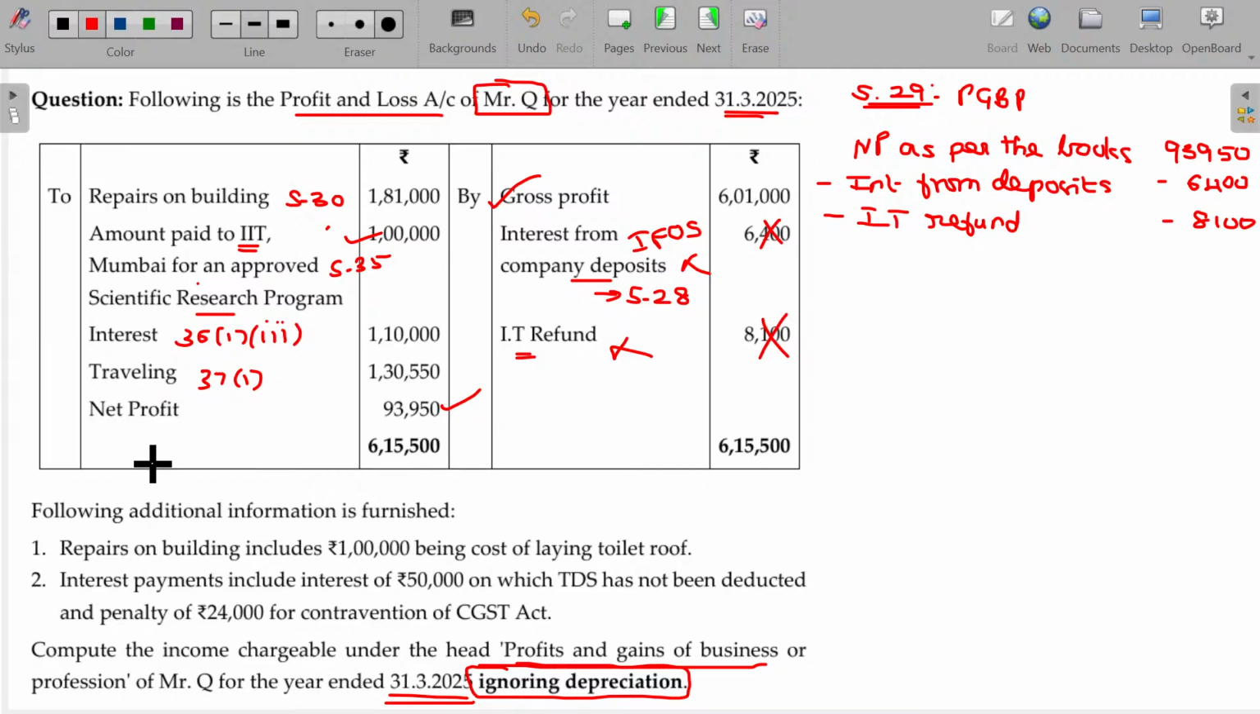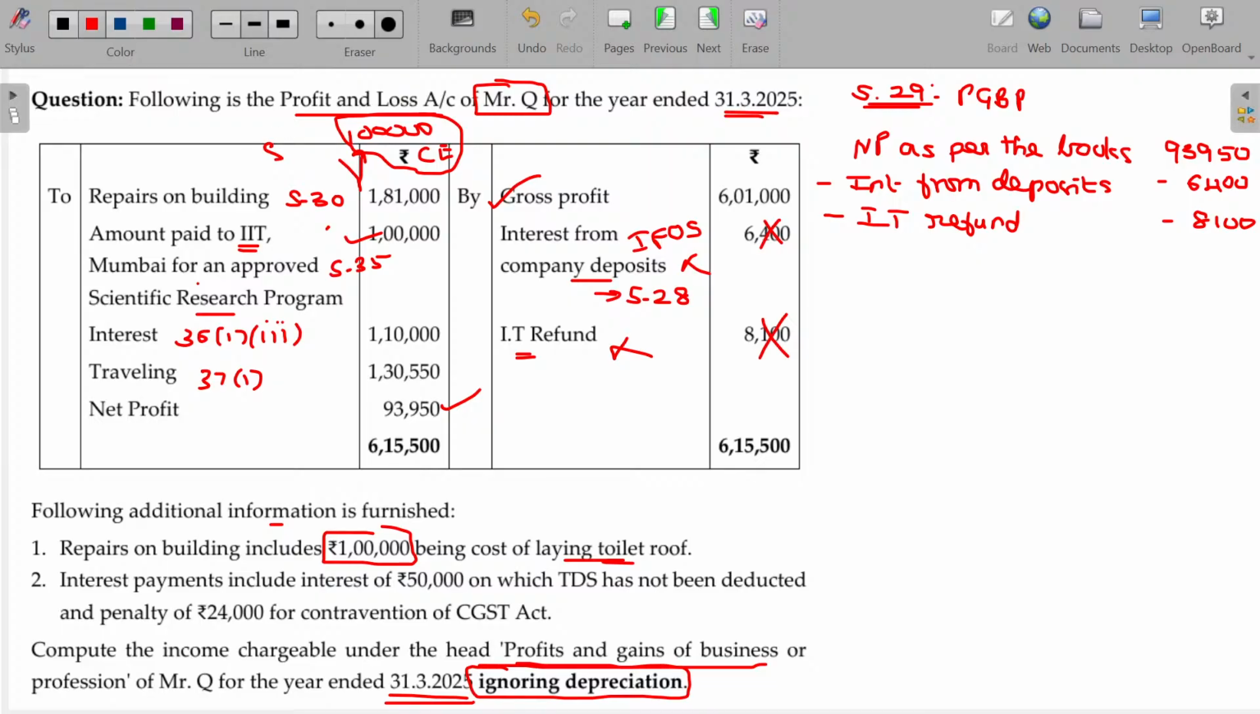So each and every expense or income debited and credited in the P&L account can be verified with the provisions we have learned here. If all these things are properly maintained, no need to do any adjustments. If it is not so, you have to remove it. Following additional information is furnished. Repairs and building include 1 lakh being cost of laying toilet roof. So this 1,81,000, the 1 lakh related to toilet roof, should be considered as capital expenditure.